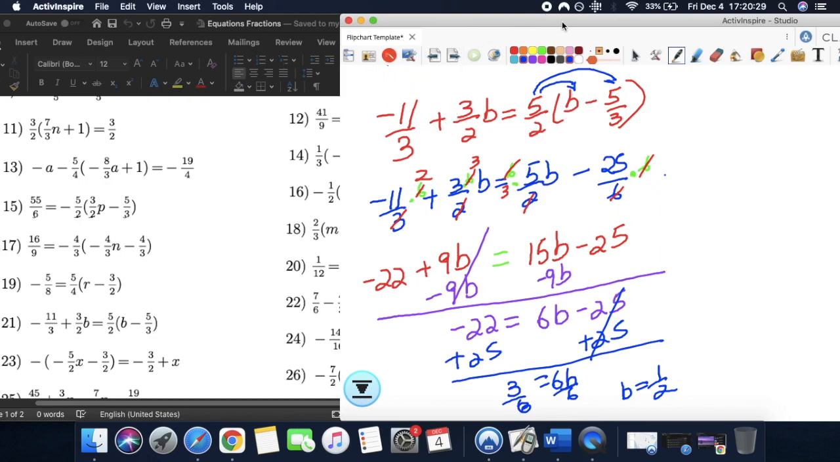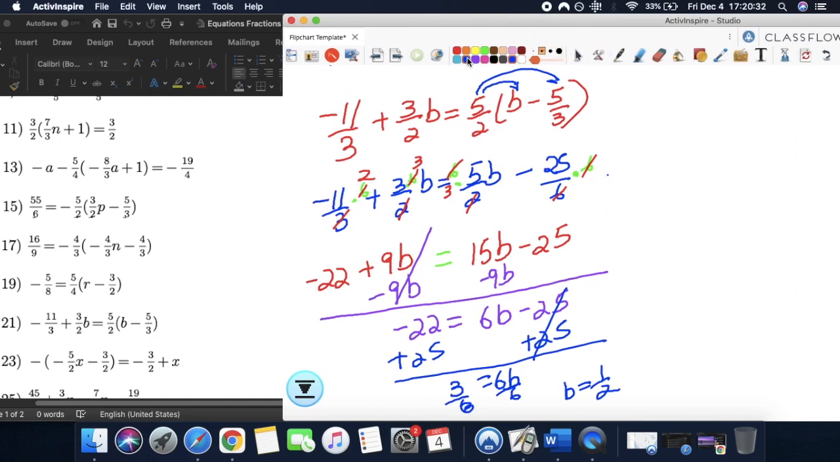Now comes our check. And in our check, we're going to substitute. What question was this? 21, right? We're going to replace b, wherever I see b, with a half. So I'm going to get negative 11 over 3 plus 3 halves, and I'll put the half in green. So this is where my substitution is happening. Equals, and go back to blue, 5 over 2, b again, which is a half, minus 5/3. So that's my substitution.